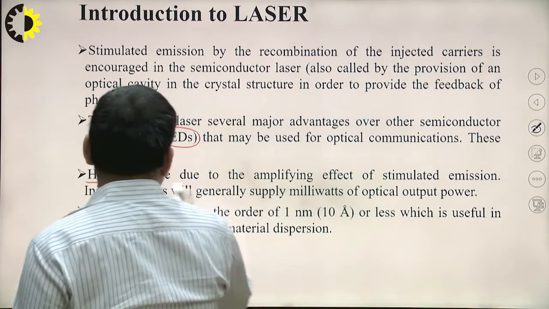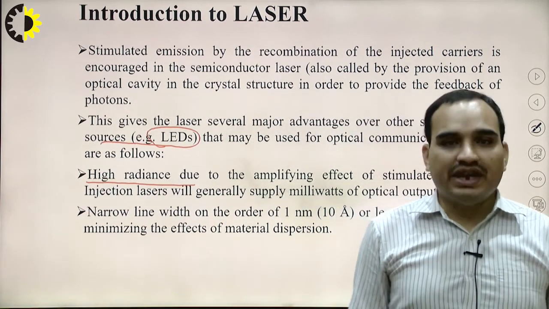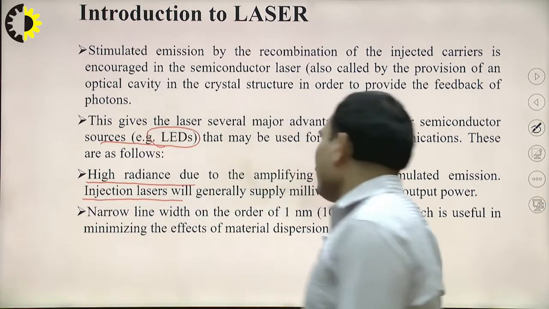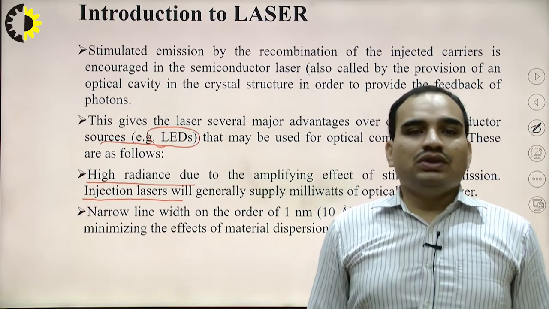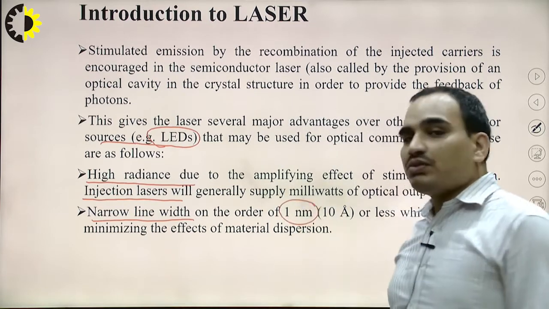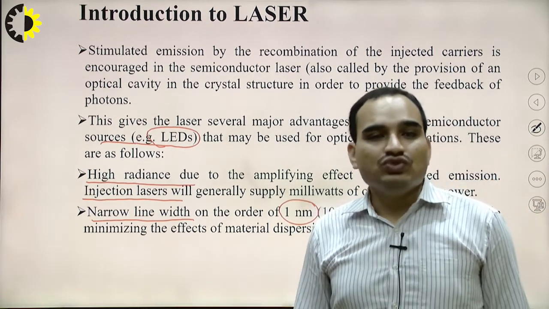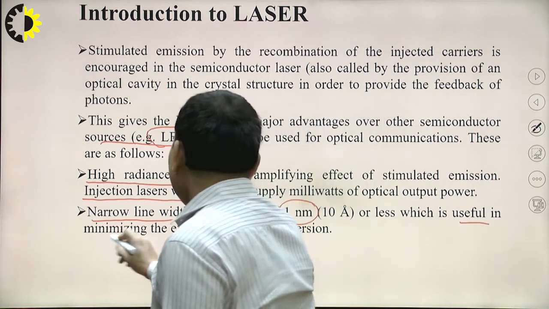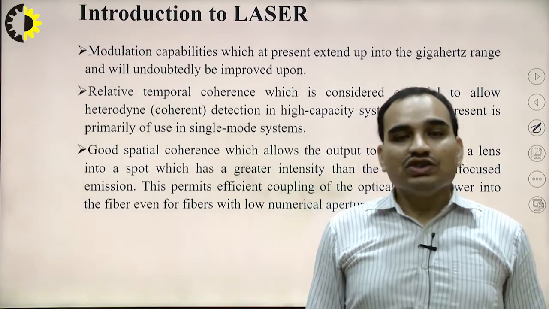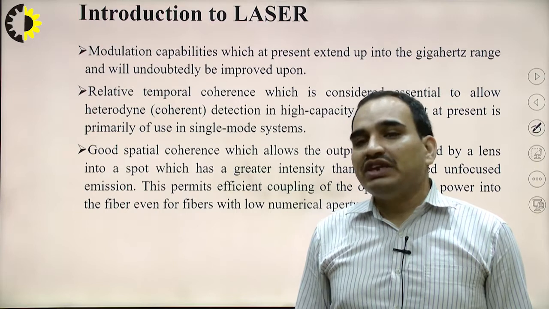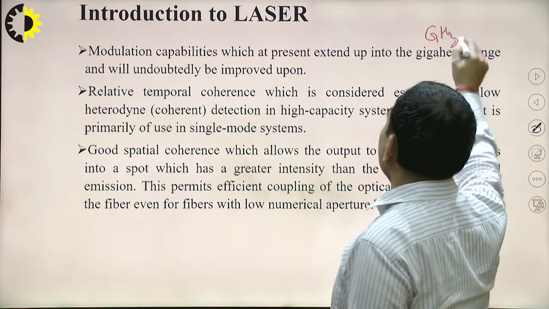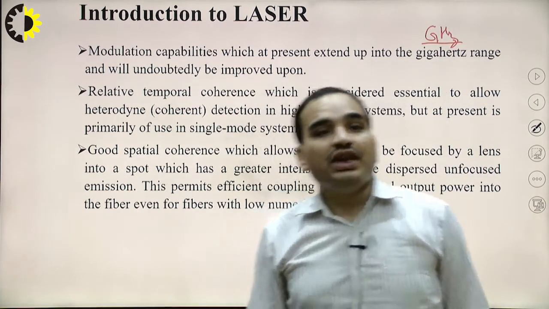High radiance due to the amplifying effect of the stimulated emission, as the name suggests, and the injection laser generally supplies milliwatts of optical power. Then the narrow line width, on the order of 1 nanometer or 10 angstroms or less, which is useful in minimizing the effect of the dispersion, that is the material dispersion. Then the modulation capabilities, which at present extend up into the gigahertz range, and will undoubtedly be improved upon.